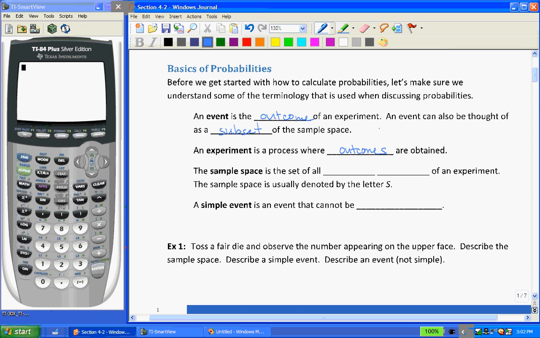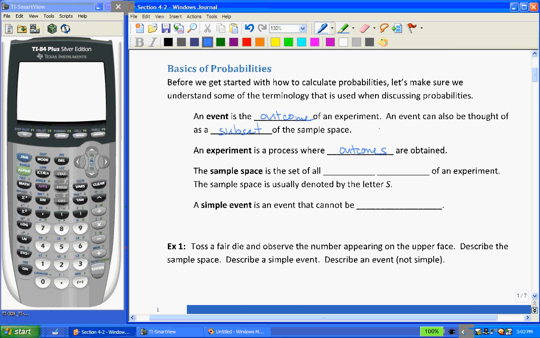Now, those seem a little bit similar, so let's make sure we understand the difference. The experiment is the process. I like to think of it as the action. So tossing a coin, choosing a card from a standard deck, things like that is the action that happens. The outcome is what we observe. So getting a head on that coin or drawing a queen of spades as our card. So the experiment is the action or the process, where the event is the actual outcome that happens.